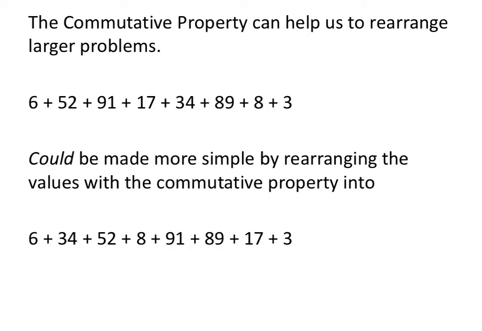All right. Like I said, the commutative property can be extraordinarily convenient if you're looking at bigger problems like we have right here. Like if you're looking at 2 numbers, it's like, well, it didn't really help too much. But if we notice certain patterns with some of the addition facts, then rearranging it can be very convenient, right? Like this one starts out 6 plus 52 plus 91 plus 17 plus 34 plus 89 plus 8 plus 3. But we've rearranged it into 6 plus 34 plus 52 plus 8 plus 91 plus 89 plus 17 plus 3.